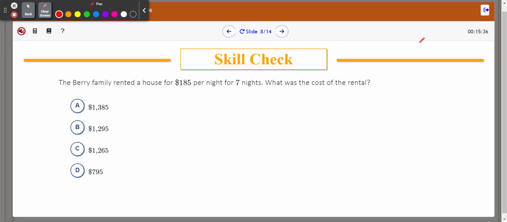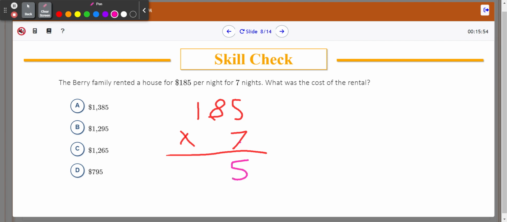So I'm going to line it up. I've got 185 times 7. So again, I'm going to go column by column, carrying over whatever numbers I have from a two-digit number. So we'll start with the first column. I have 7 times 5. 7 times 5 is 35. So I write 5 down here. I'm going to carry that 3 from the 35.